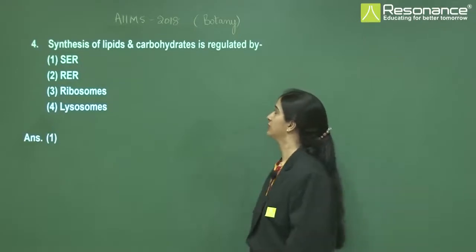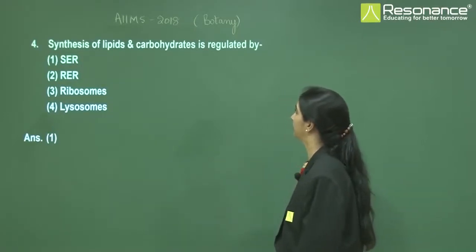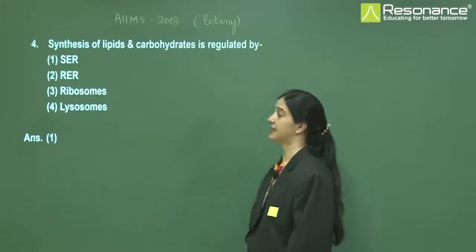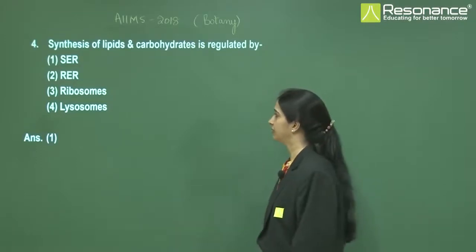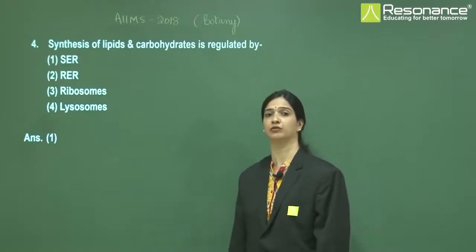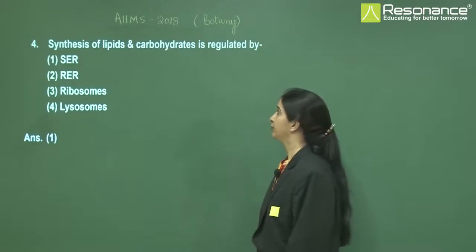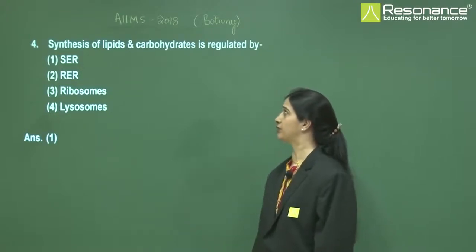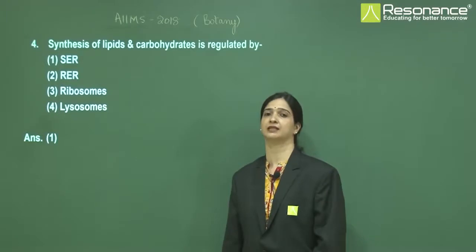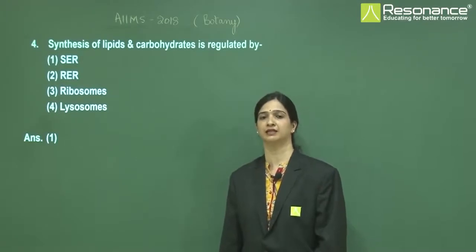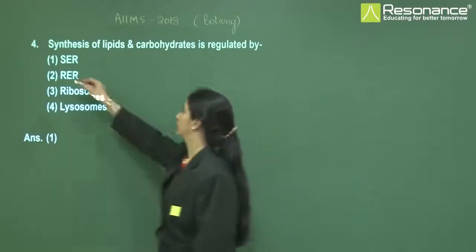Question number 4, synthesis of lipids and carbohydrate is regulated by, first option is SER, second is RER, third ribosomes and fourth is lysosomes. As you know, synthesis of lipids and carbohydrates like glycogen is the characteristic function of the SER, that is smooth endoplasmic reticulum. So the correct option here will be 1.